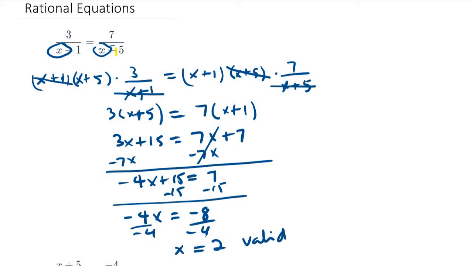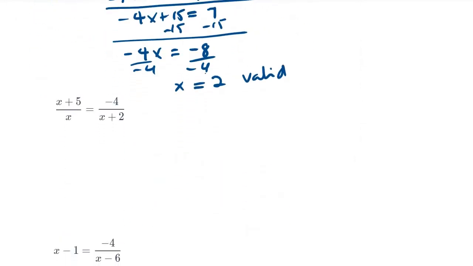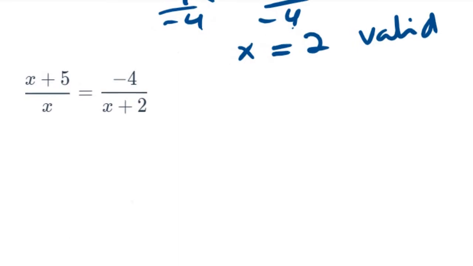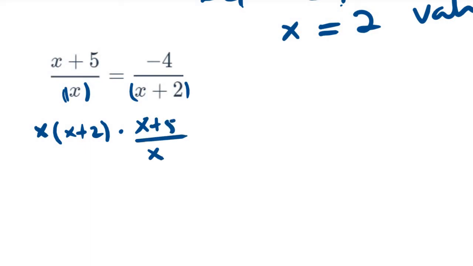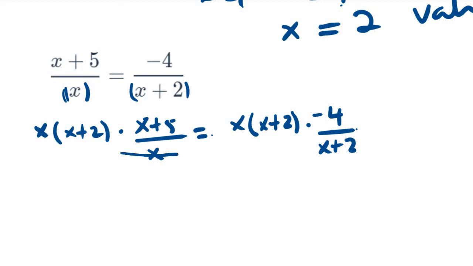Alright, and that's basically what you do to solve linear ones. Here's another example. This time one factor is x, the other one is x plus 2. So we're going to multiply it like before, each side by these factors, okay? x times x plus 2 times x plus 5 over x equals, what we're basically doing is copying the factors to the denominator to multiply each side. So now this x is going to cancel this x, and this x plus 2 will cancel this x plus 2, and the right side will be negative 4x.